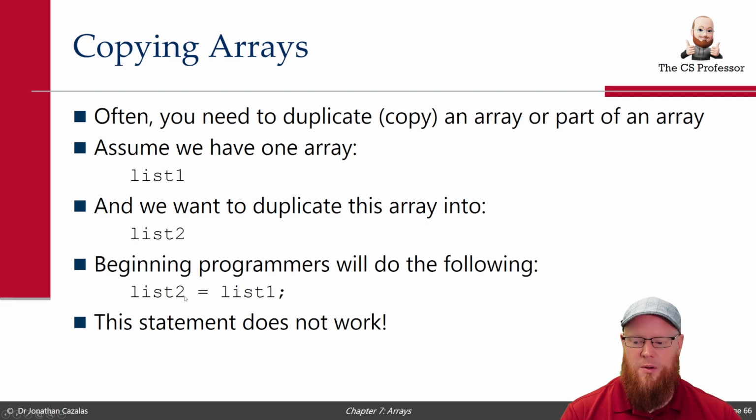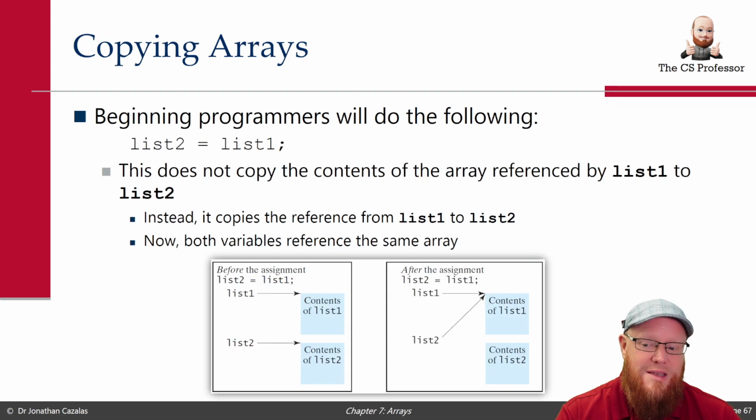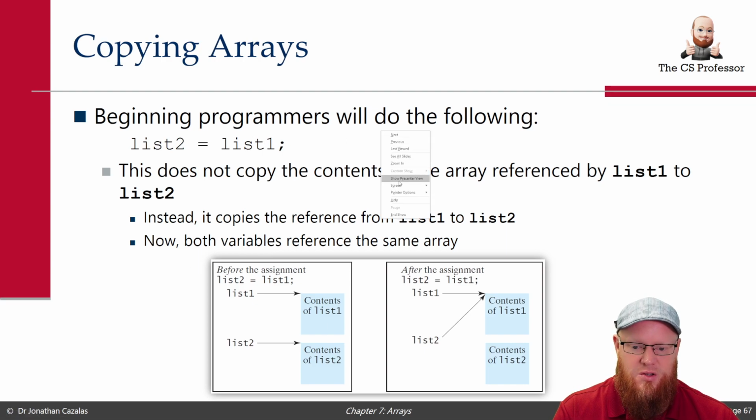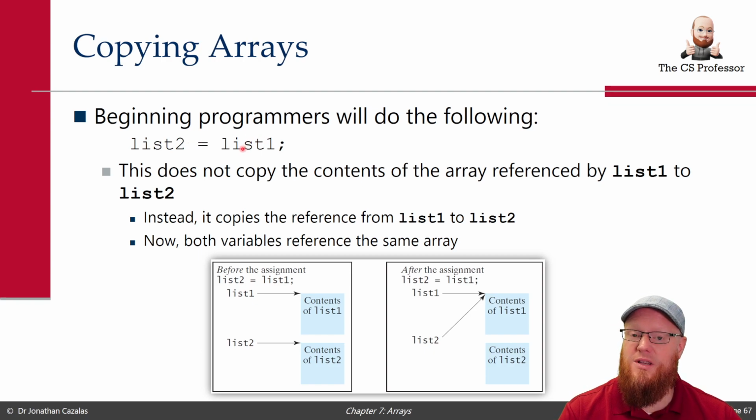A beginning programmer will make this assignment. They're going to save list 1 and they're going to assign it into list 2. Now that won't work. The reason it won't work is because all we're doing with that assignment is saving one address into the location of another address. Remember what's actually inside this array list 1 or this array list 2? It's a reference. It's an address for the beginning of that array in memory. So instead of copying the array, all we're doing is we're copying an address.